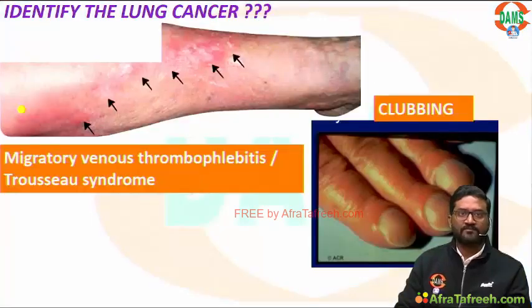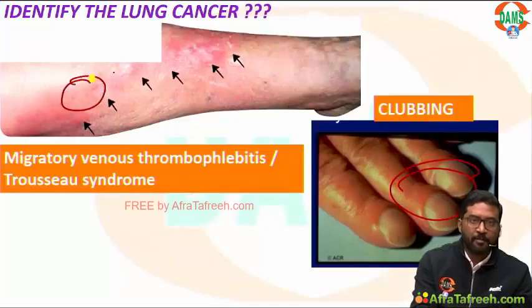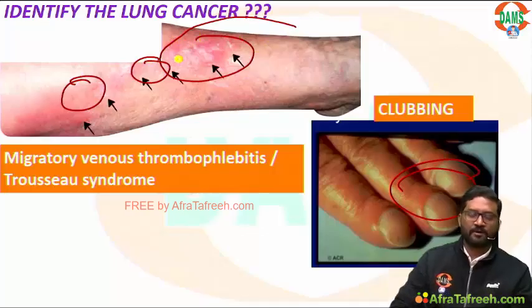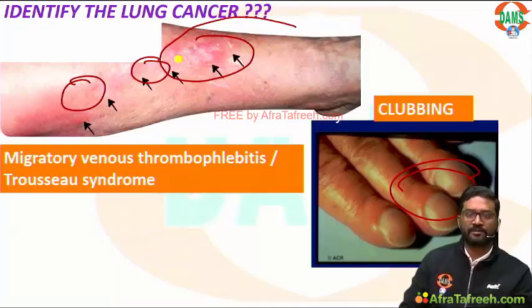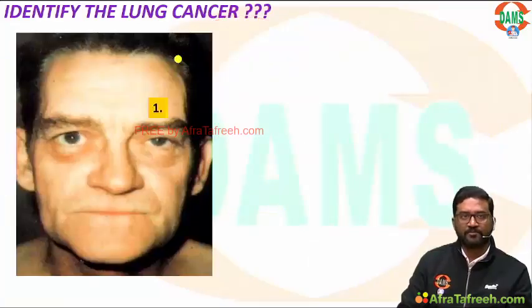So what are these manifestations? This is called clubbing. Initially the problem was here, then here, now here. It is migrating. This is called Trousseau syndrome. If you see this in combination, what is the suspicion? Your answer should be adenocarcinoma. So this is a classical example of adenocarcinoma presentation.